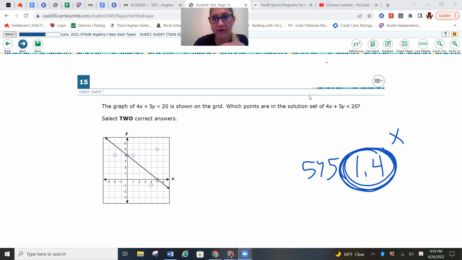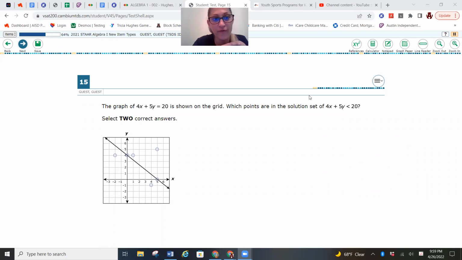All right, let me clear off that. The graph of 4x plus 5y equals 20 is shown. Which points are in the solution of 4x plus 5y is less than 20? So they already have the line on the graph. So we need to rewrite this and then shade the less than part. The good thing is there's no negative numbers here. So if it's less than, these two are going to be solutions. It's just less than 20.